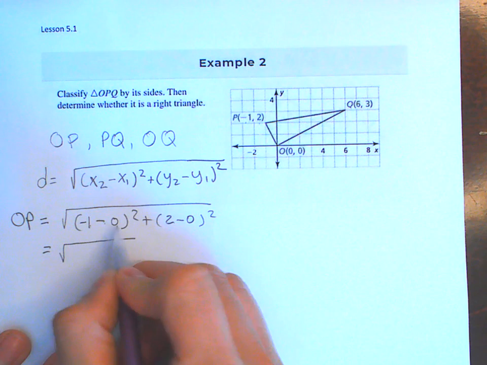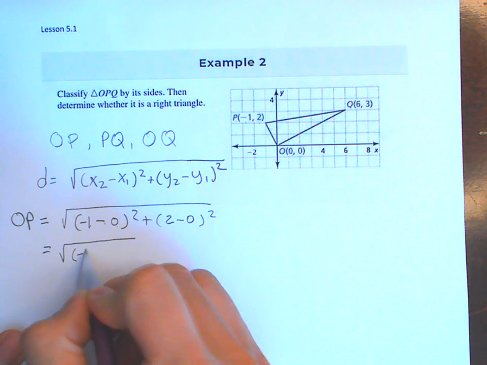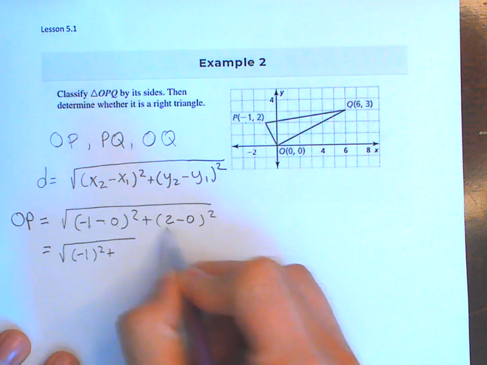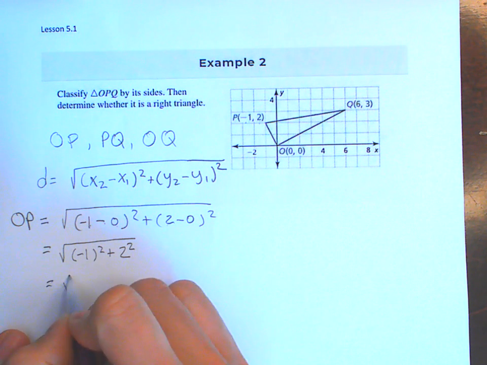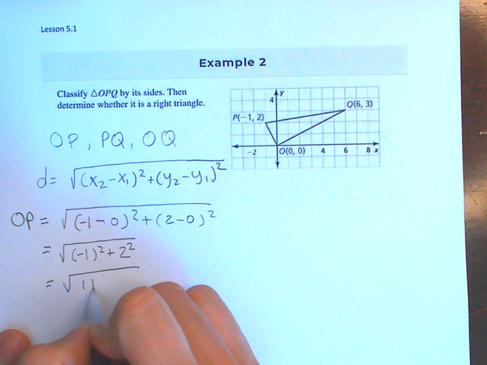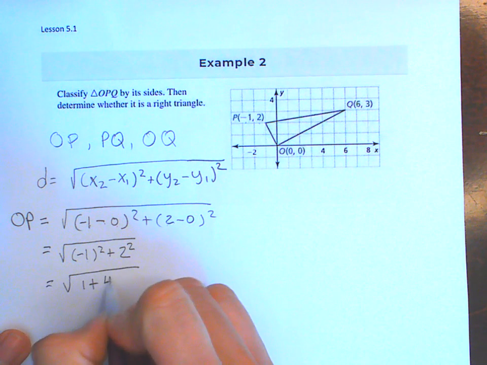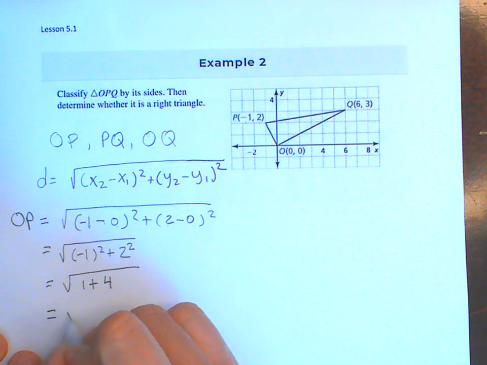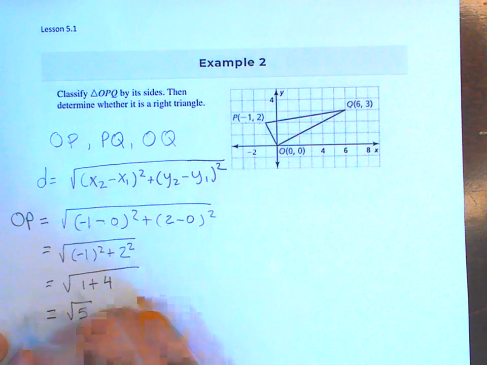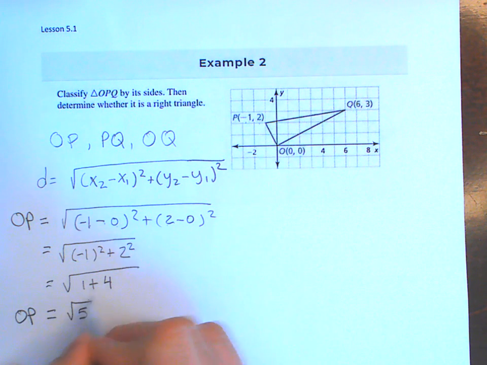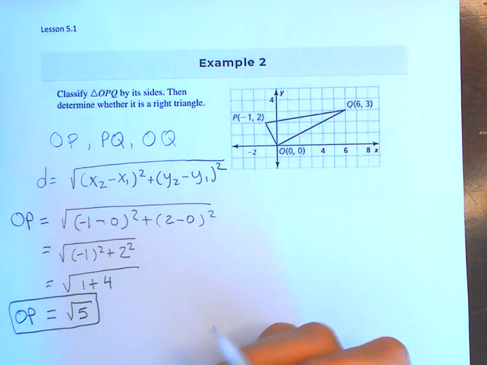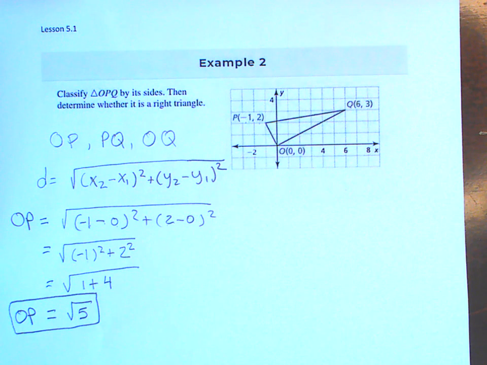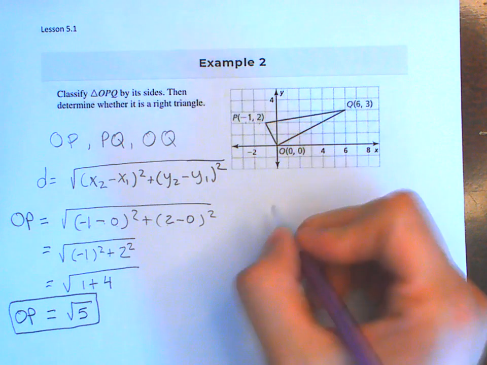-1 minus 0, that's simply -1. 2 minus 0, that's simply 2. And when I continue simplifying this, this is going to give me 1, and this is going to give me 4. So this is going to give me the square root of 5. And you honestly do not have to put it in a calculator. Just leave it as is. So that is the distance of OP. The next one I'm going to do is the distance of OQ.